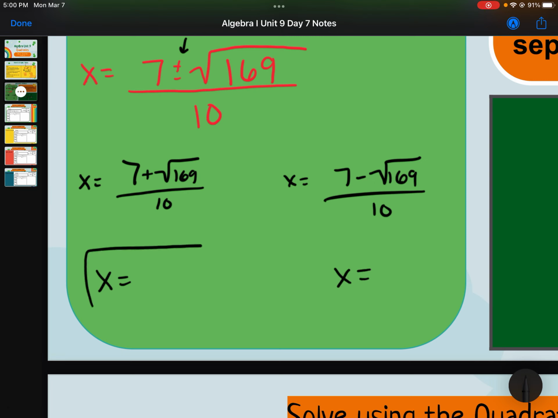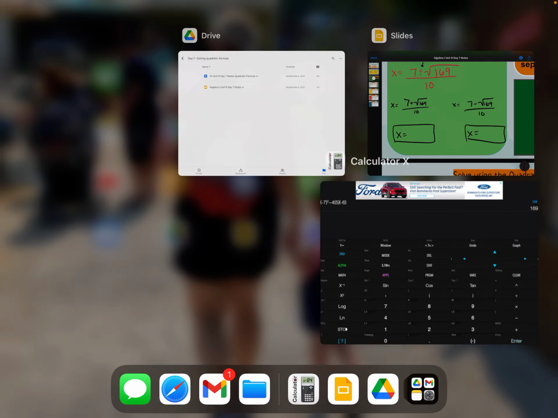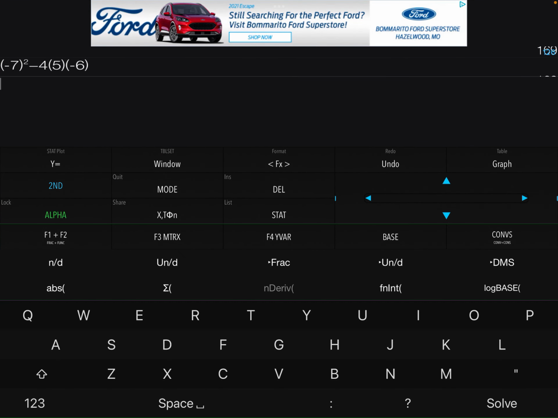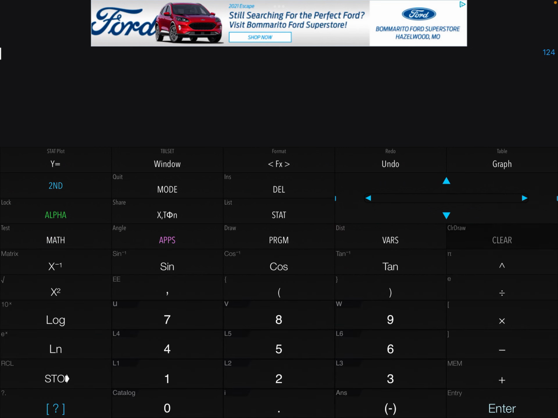I will get 2 answers here. So in my calculator, I'm going to click my N over D, which you should have on your calculator. Mine just looks a little bit different. In the top of my fraction, I have 7 plus square root of, so I'm going to press second and then x squared, 169. And then tap in the bottom of my fraction and I'm typing in 10. Enter. And my answer is 2.